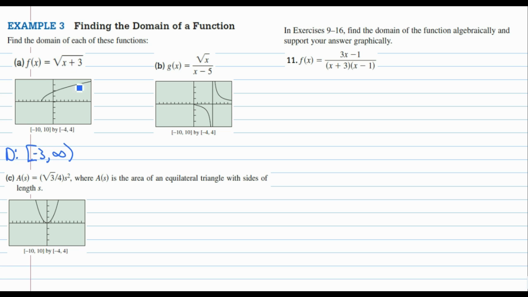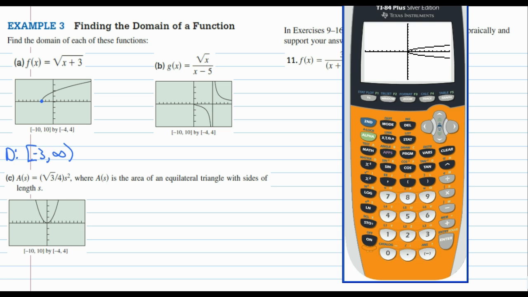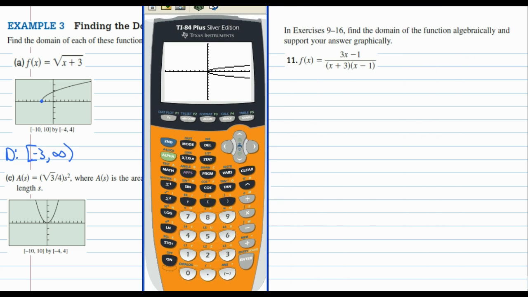Now, if I look graphically at this function, the square root of x plus 3 looks like this. But this wasn't graphed by my calculator, this was graphed by the book. We can make that exact picture appear on our calculator. So I'm going to clear out my y1 and y2, and put in the square root of x plus 3.